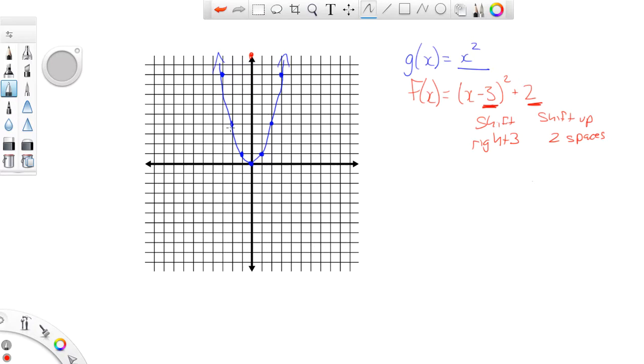So from this point, to the right 3 and up 2 is going to be there. This point, if I move it to the right 3, 1, 2, 3, and then up 2, it's going to be there. This point to the right 3, and then up 2. This point to the right 3, up 2. This point to the right 3, and up 2. And now you can actually see that parabola being formed.